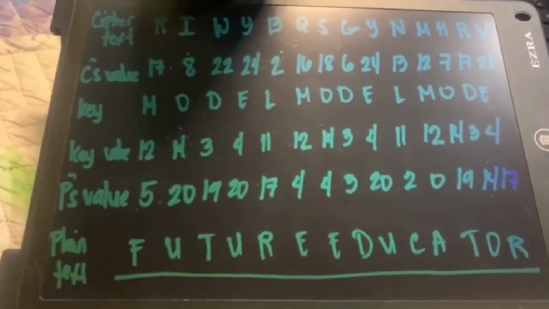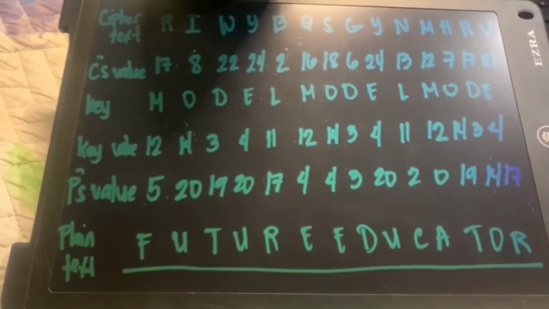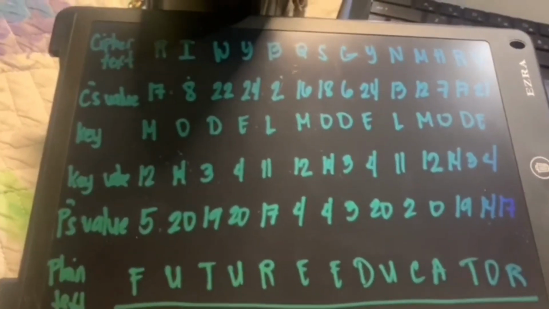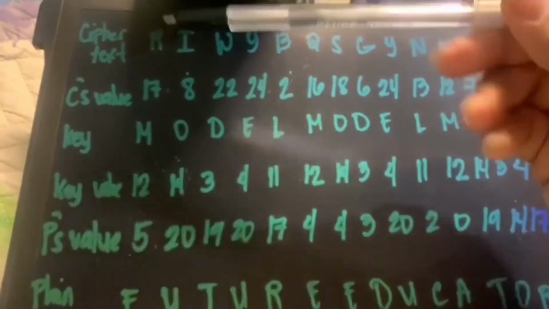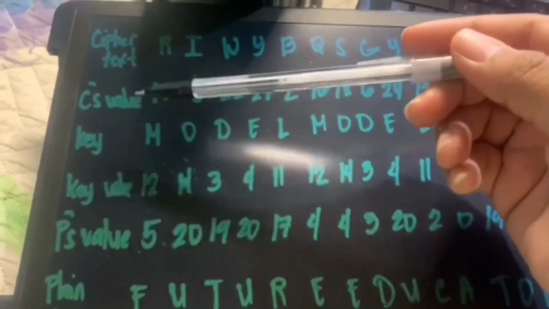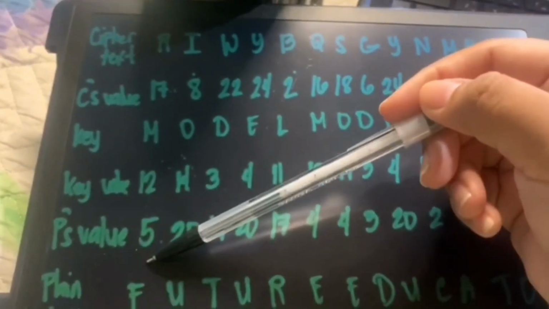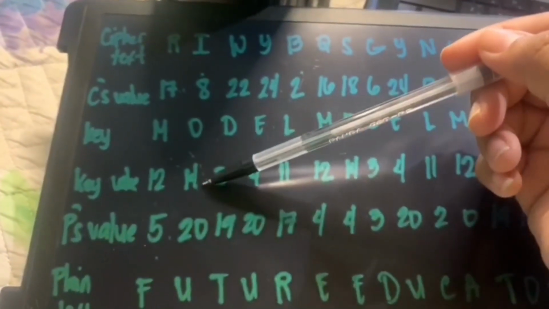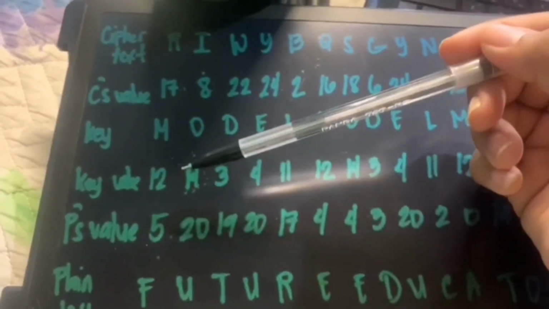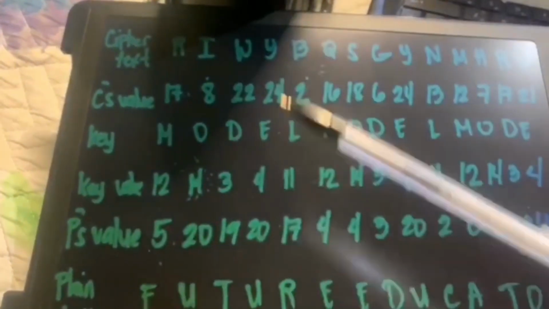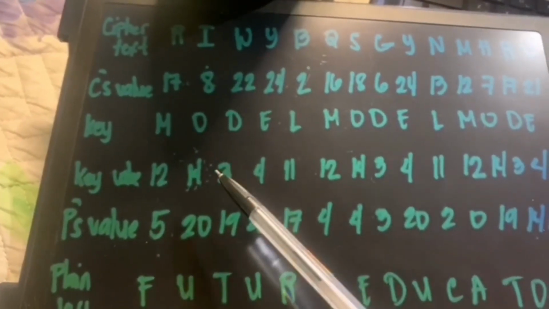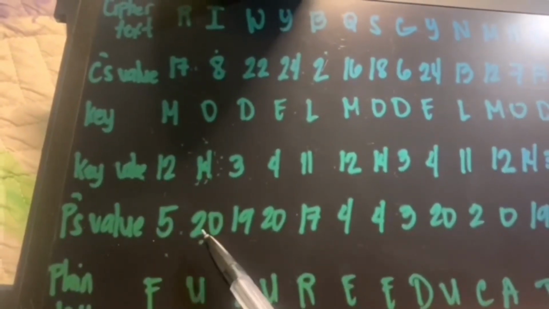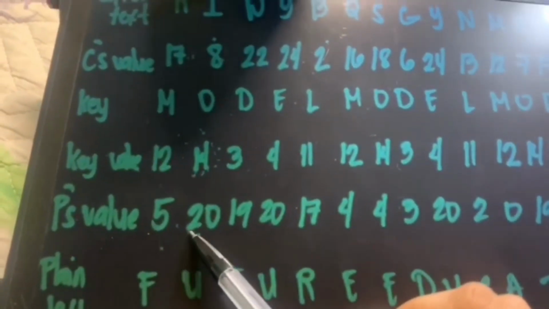Take note again of those answers that are negative. In order to make them positive, we add 26 to them. Okay, I will show you the example. In the first column, 17 minus 12 is 5. And for the second column, the CS value here is 8 and the key value is 14. Since 8 minus 14 is negative 6, I will add 26 to negative 6 in order to have the positive answer. So negative 6 plus 26 is 20.